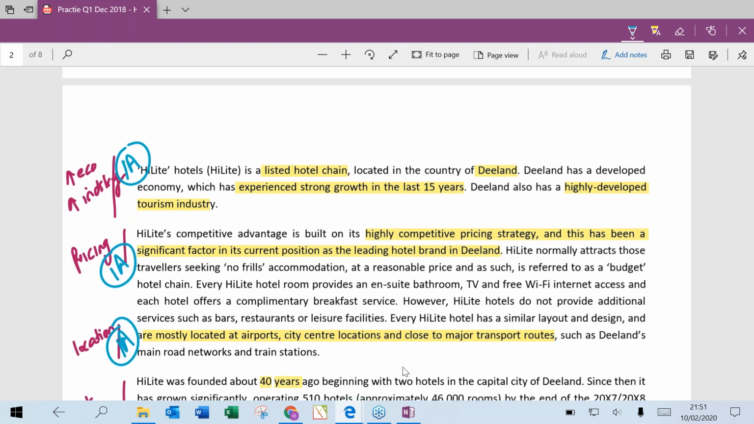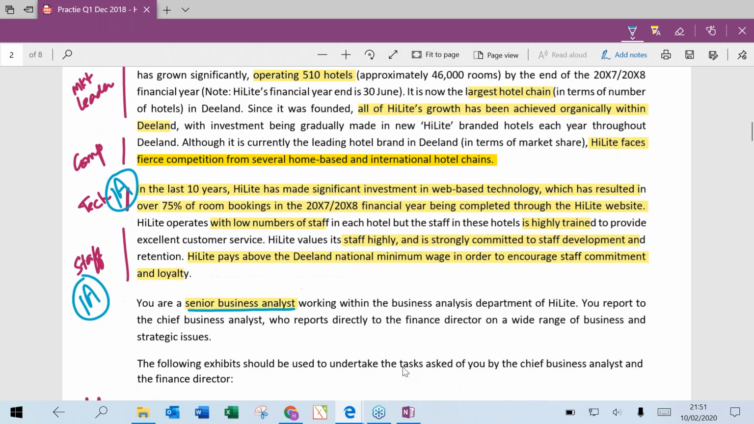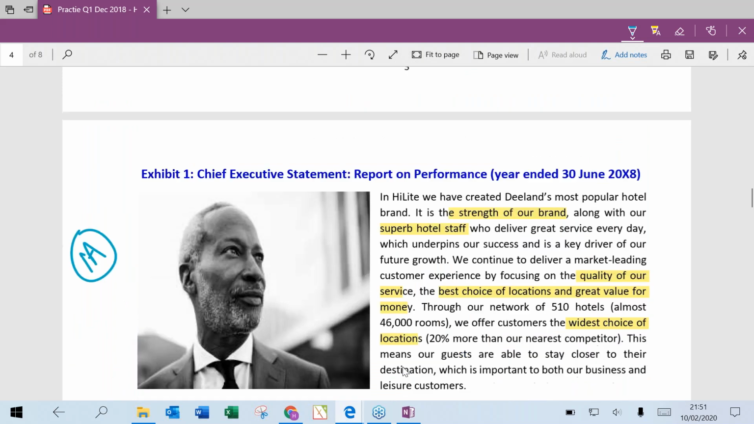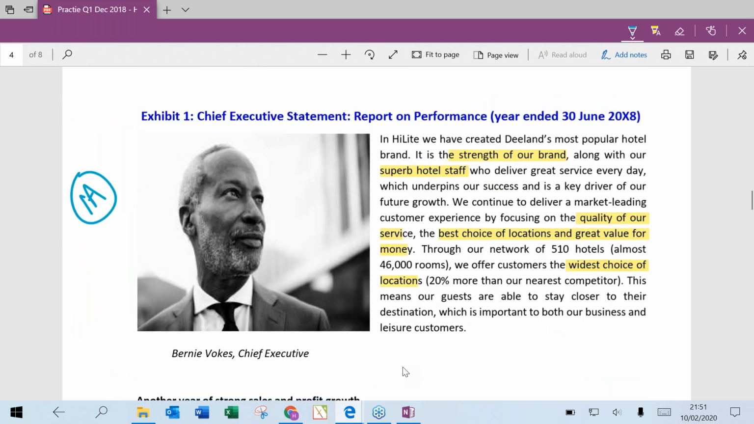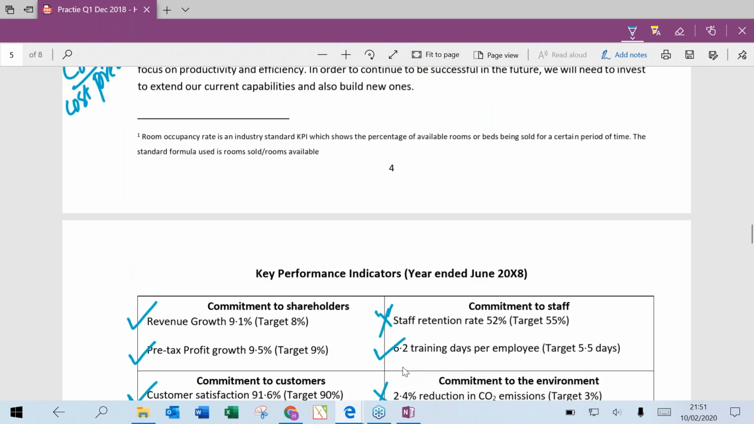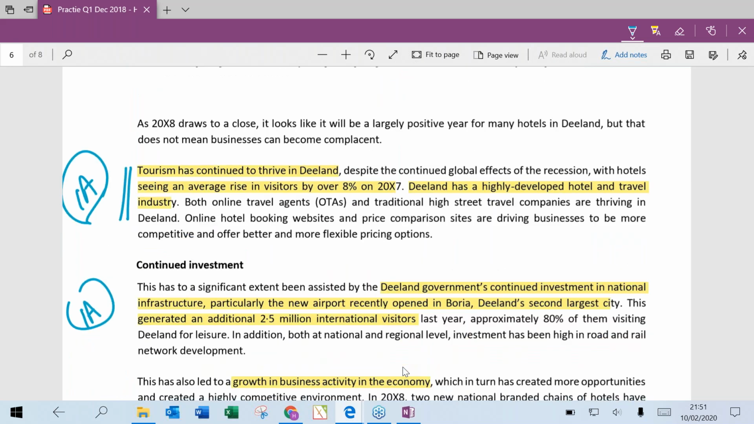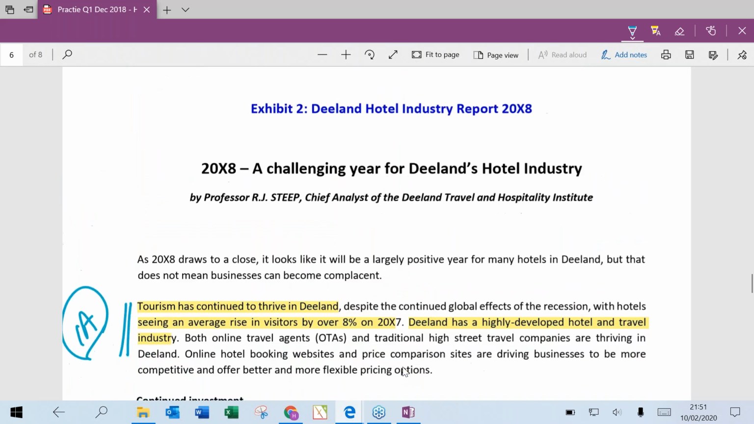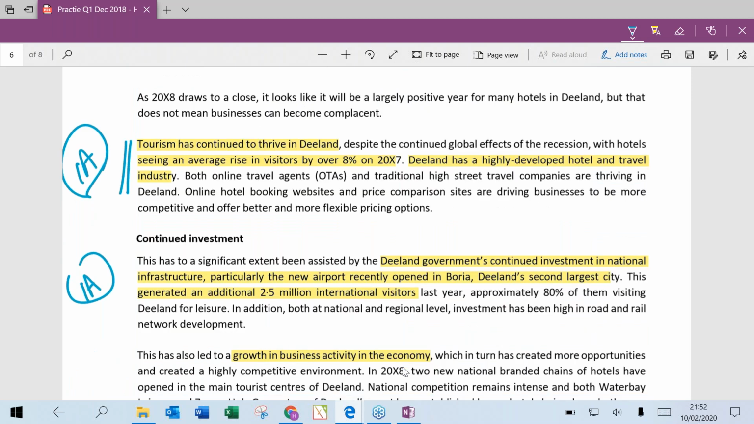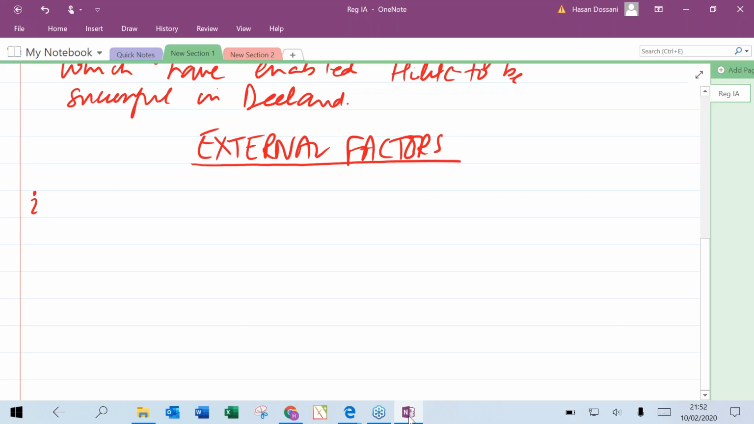And then there were mostly internal factors. And then I remember exhibit 2, mostly focused on internal factors. So I will directly go to exhibit 2. I have done my marking. Tourism has continued to thrive in D-land. Average rise in visitors. D-Land is a highly developed hotel and travel industry. All these things I will just, can you give a small heading?